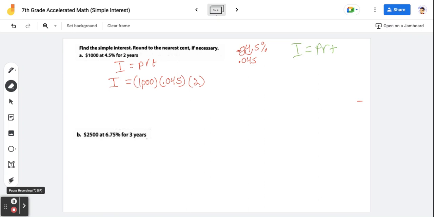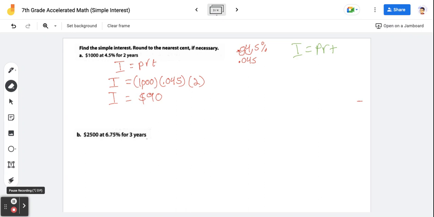Let us go ahead and do some calculations. I'm going to whip out my calculator here. Let's do some multiplication. We're looking for the interest. So 1,000 times 0.045 times 2. And it looks like my interest is going to be $90. No need to round, but make sure that you're denoting that we're talking about money here. So the interest that's going to be earned over those 2 years is $90.